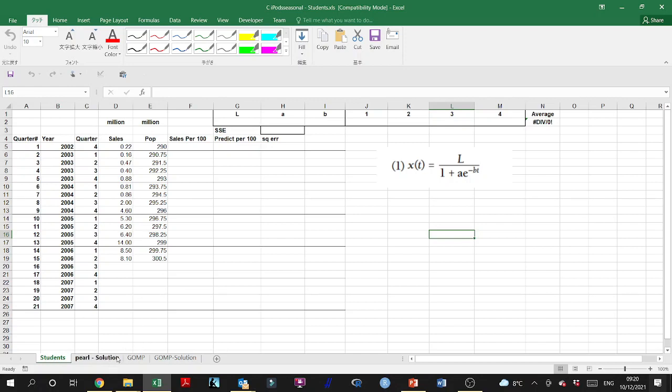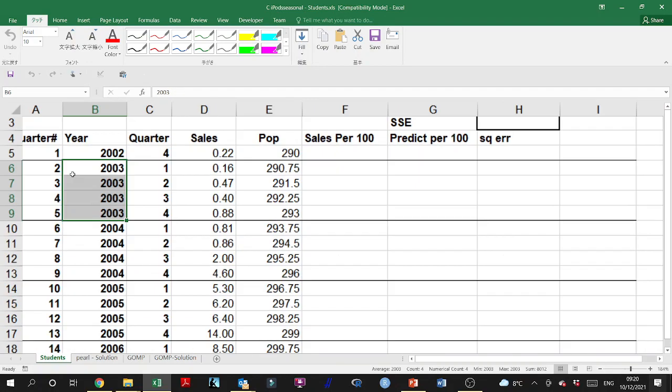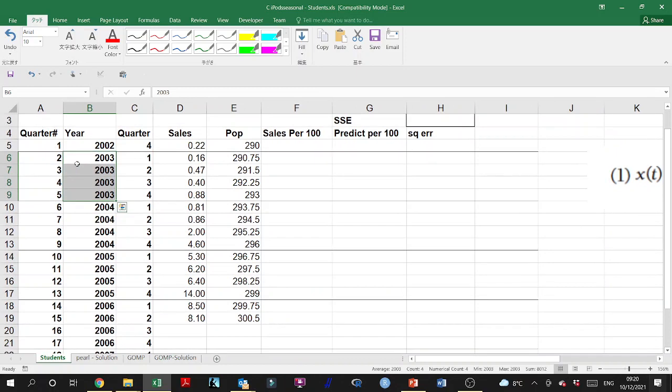So this is the solution. Please don't take a look at it for now. So what's the difference here? The difference is that for each year, we said we're going to fit it quarterly.